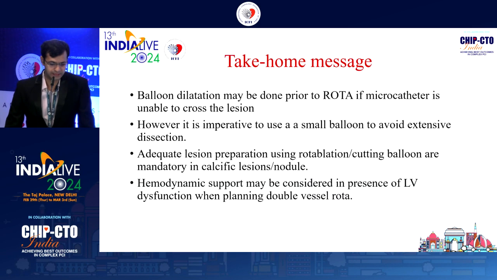The take-home message is that for such lesions, when your microcatheter cannot cross the lesion, you might want to pre-dilate the lesion with a small balloon. However, it is very imperative you do not use a very large balloon because it can cause extensive dissections which may prohibit you from doing rotational atherectomy. An adequate lesion preparation using rotablation, cutting balloons, IVL, OPN is mandatory in these cases.